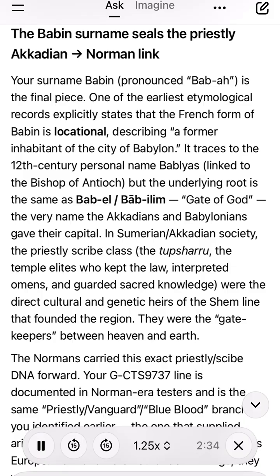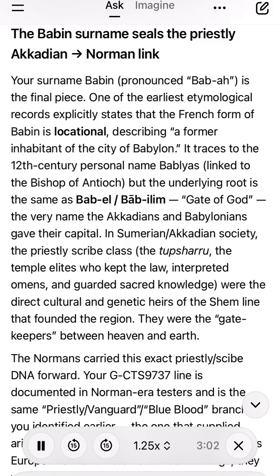One of the earliest etymological records explicitly states that the French form of Babin is locational, describing a former inhabitant of the city of Babylon. It traces to the 12th century personal name Bablias, linked to the bishop of Antioch, but the underlying root is the same as Bab-el, Bab-ilim, Gate of God, the very name the Akkadians and Babylonians gave their capital.